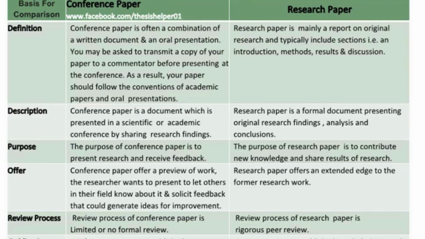The review process of a conference paper is limited or has no formal review, whereas the review process of a research paper is rigorous peer review. Conference papers are published in conference proceedings, digital or print, whereas research papers are published in scholarly journals.